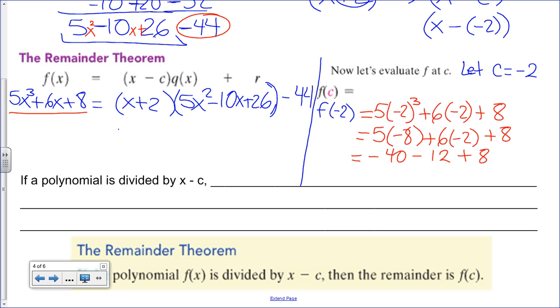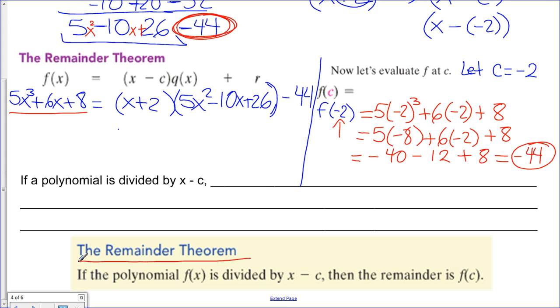So can you guys please calculate that? Someone else, just to confirm. What do you get, Basket? Negative 44. So do you guys notice how the function value at f of negative 2 is the same as the remainder? So that's why we call this the remainder theorem.